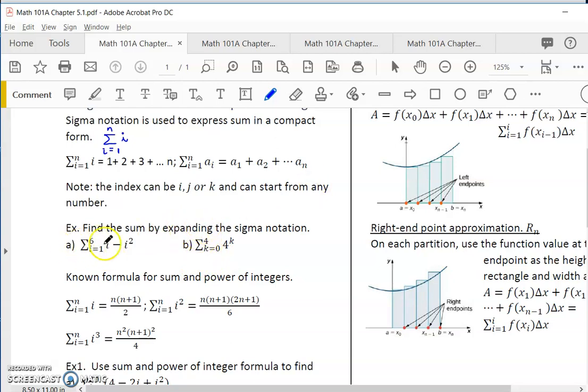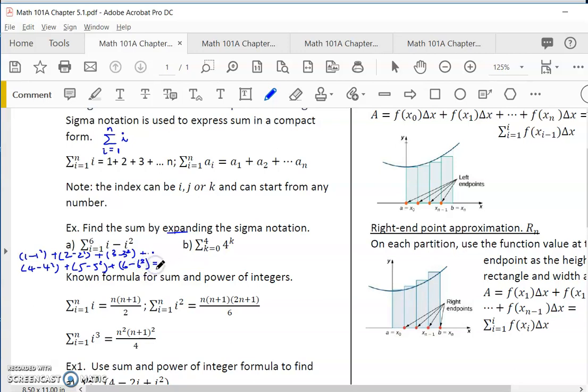So let's try to use it and figure out what this means. Part A is to find the sum by expanding. They want i minus i squared in every single term, and i is from 1 to 6. So I think about this as 1 minus 1 squared, plugging in 1, plus 2 minus 2 squared, plus 3 minus 3 squared, plus 4 minus 4 squared, plus 5 minus 5 squared, and 6 is the last one, 6 minus 6 squared.